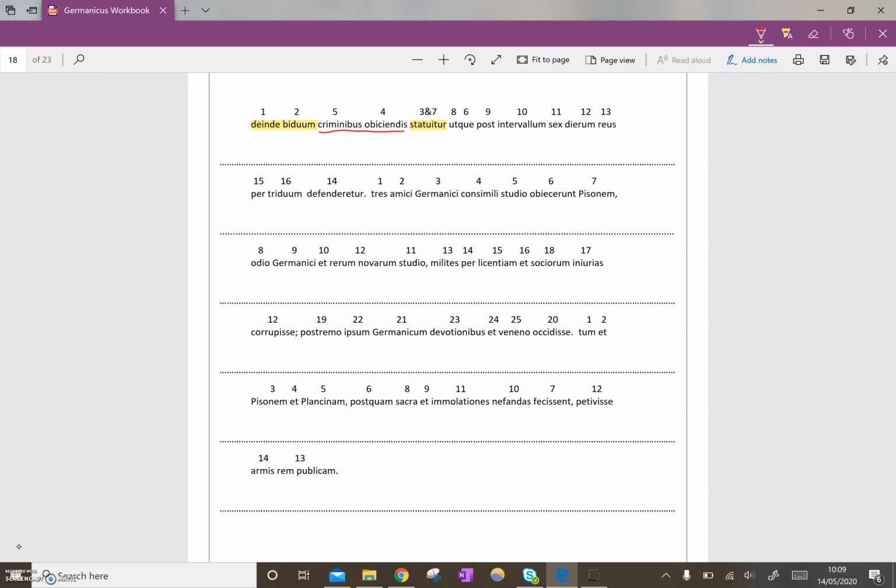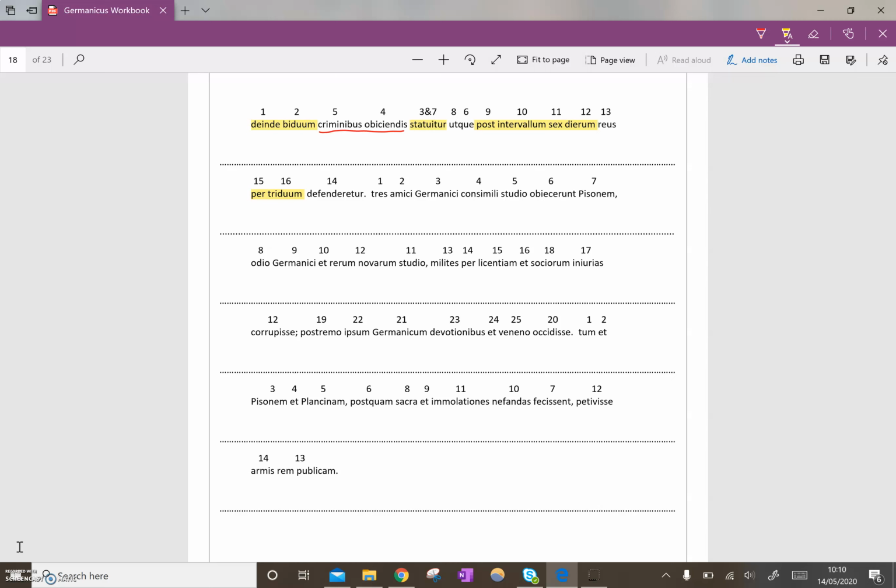Que, we're going to translate next. So and, then we're going to leave the ut for now. We'll come back to that. So post intervallum sexdierum means after an interval of 6 days. So, and after an interval of 6 days. And then we're going to translate per triduum, a period of 3 days.